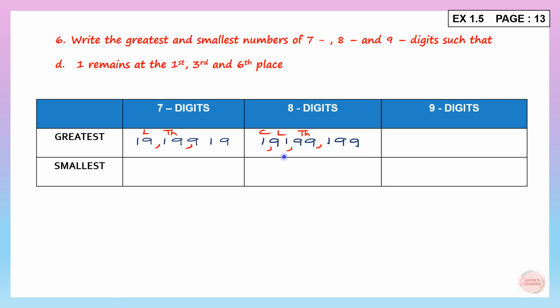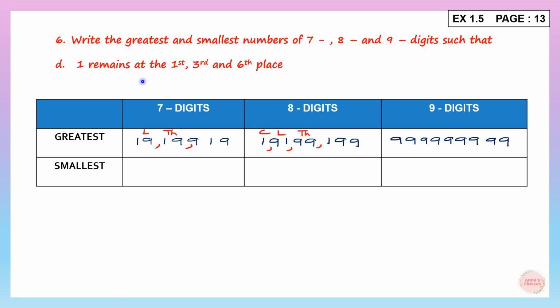1 crore 91 lakh 99,199. Now the next one is a 9-digit number. So let's put 9 nines. 1, 2, 3, 4, 5, 6, 7, 8, 9 nines.